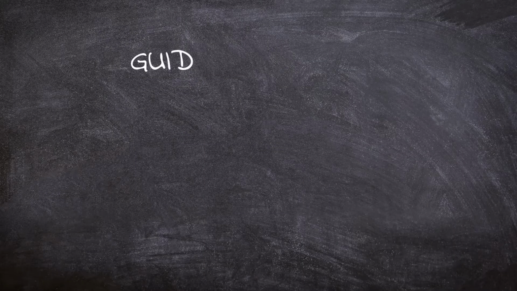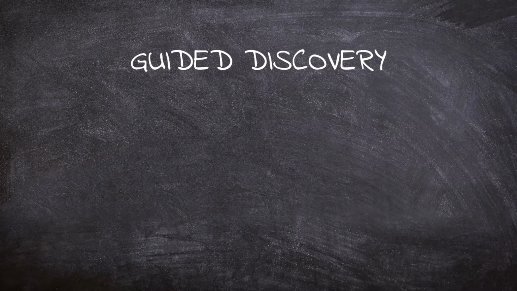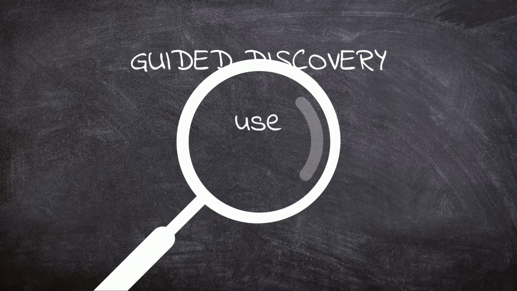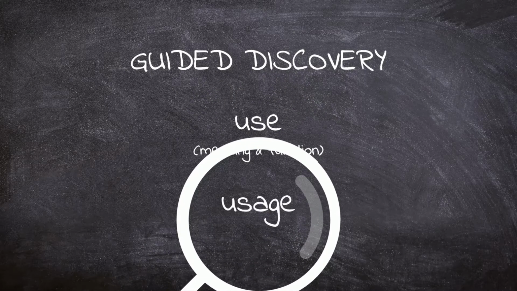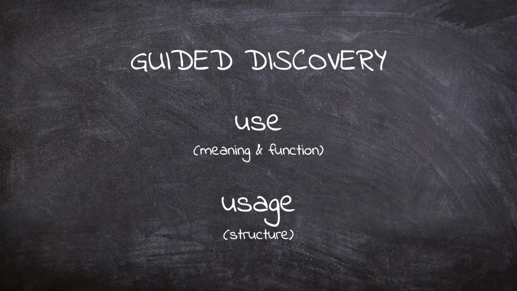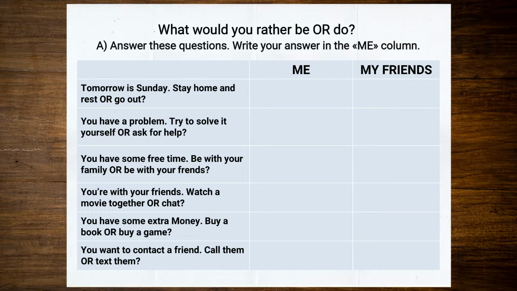Rather than explaining, rather than giving the rule, this is guided discovery. We help our students to focus their attention on use first, that is to say, meaning and function, and then usage, that's to say, the structure. Okay? Now I can move to an activity where they can practice, they can experience this newly learned item. Okay, so I have, what would you rather be or do?